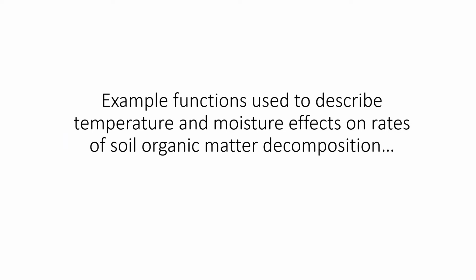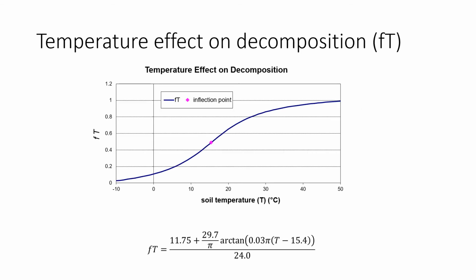So let's take a look at some of these f(T)s and f(W)s I've been talking about, these controls of soil organic matter decomposition. This is just one example, and this happens to be the one that the Daycent and Century models use. So this temperature function is a multiplier from 0 to 1, where 1 would represent a maximum decomposition based on temperature, and 0 would mean no decomposition. So the x-axis is soil temperature.